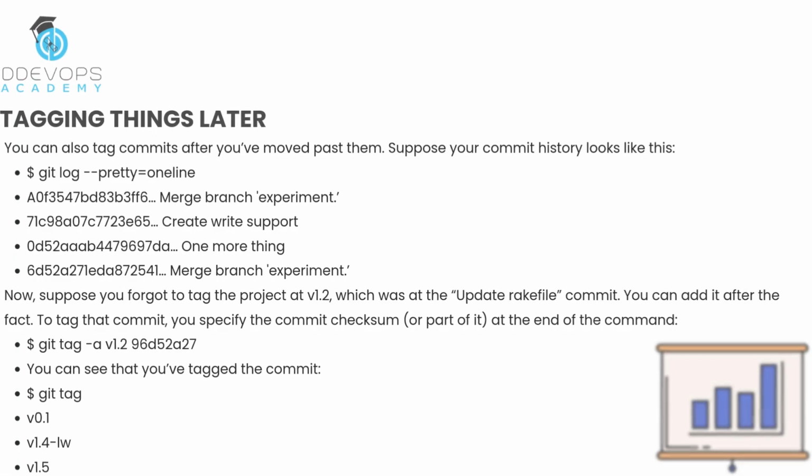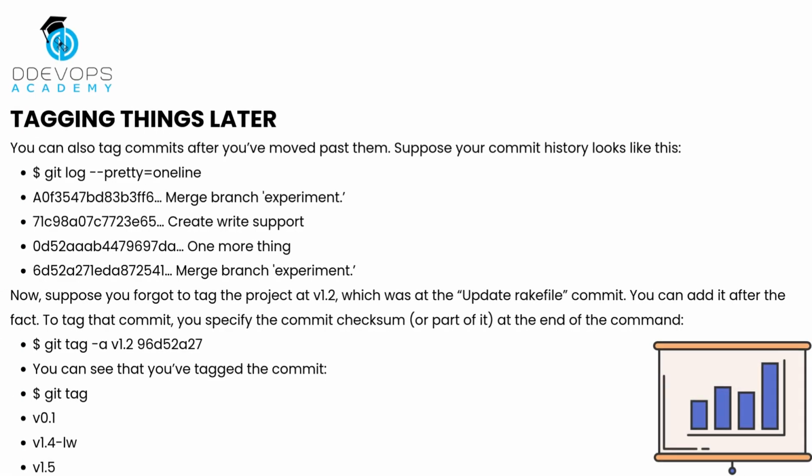Sometimes we forget to tag a commit. No problem. Git lets you tag commits retroactively. First, use git log --pretty=oneline to find the commit's SHA-1 hash. Then run git tag -a with the tag name and commit hash to assign a tag to that specific commit. For example, git tag -a v1.2 9fceb02 tags the commit with version 1.2. This helps you organize your history even after the fact.